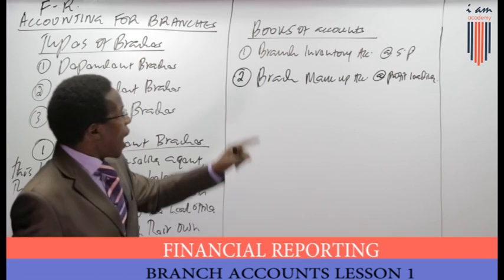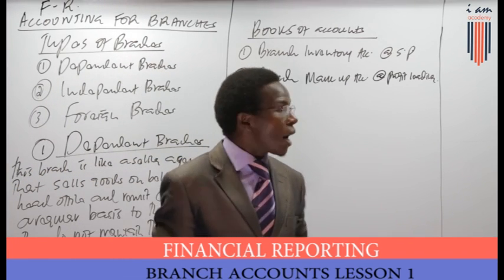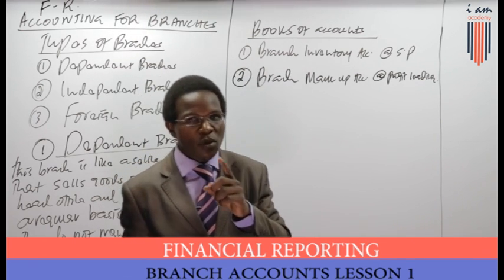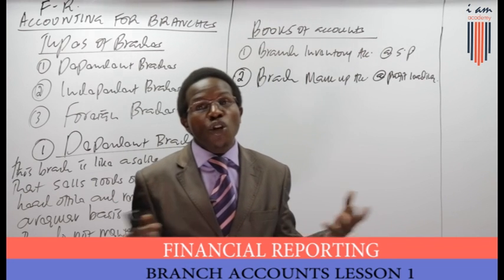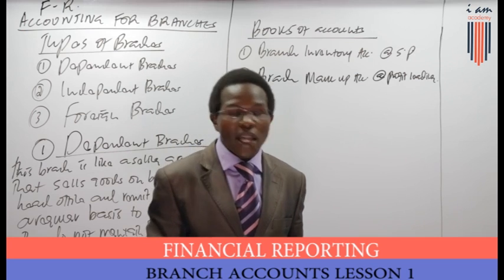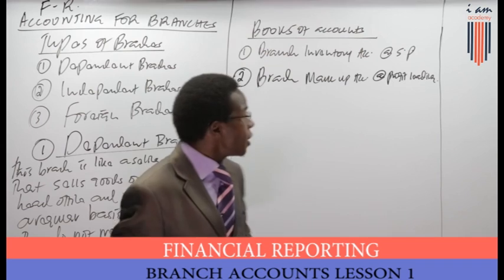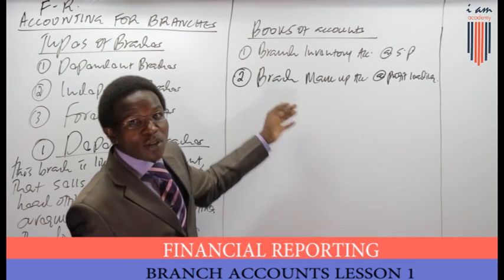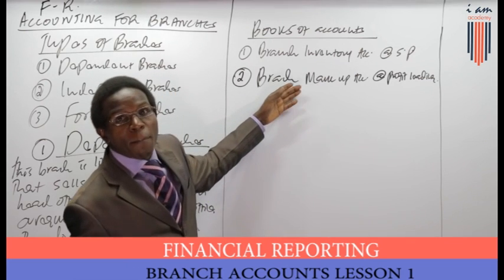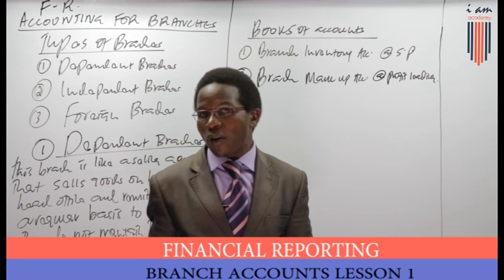In the branch markup account, we recognize items using the profit loading, except one item, the normal losses. If you have a normal loss at the branch, we are going to debit the branch markup account with the selling price. This branch markup account or adjustment account is effectively a trading account. The balancing figure in our branch markup account will be our gross profit or our gross loss.